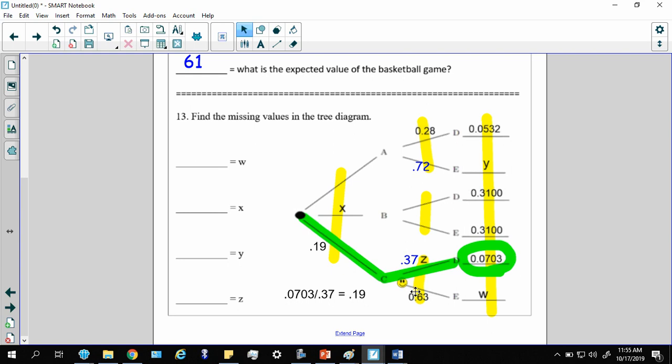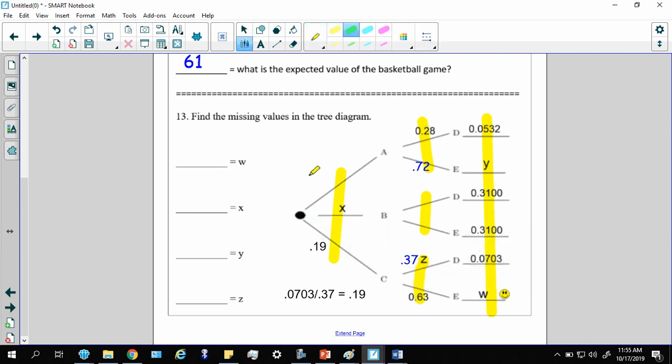What else do I want to solve for? Oh, I can go ahead and solve for W. So I'm going to put my smiley right there. So solving for W, again using my highlighter, 0.19 times 0.63 will give me W. So I'm just going to multiply these two together, and you can pretty much do that on your own. Let me move Mr. Smiley for a second. W equals 0.1197.